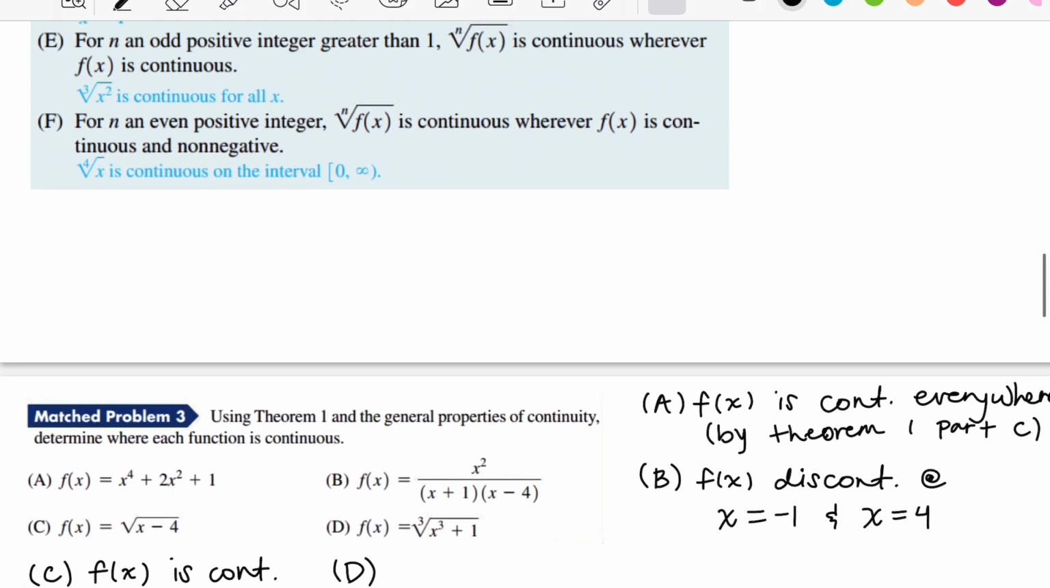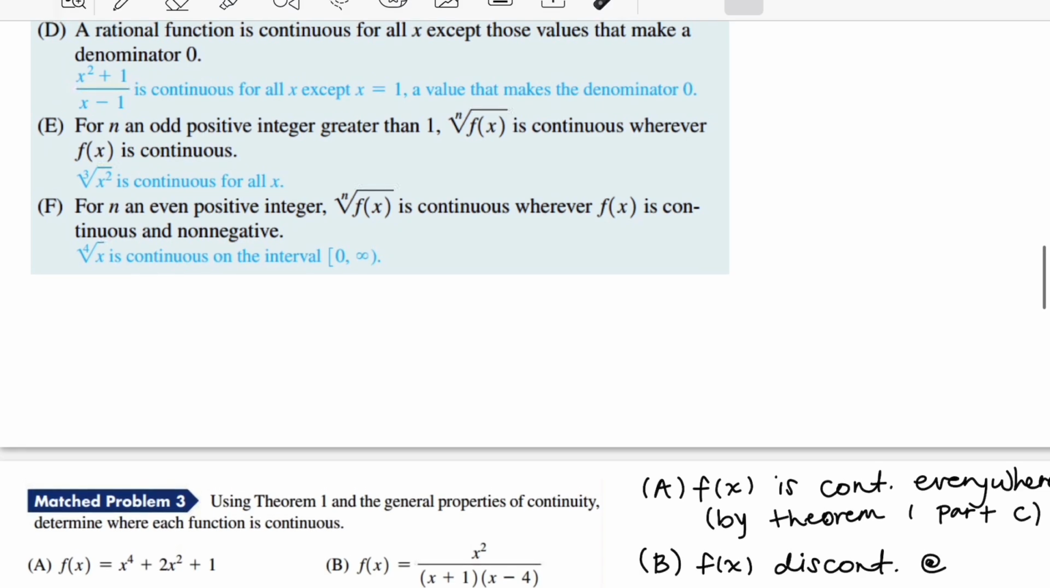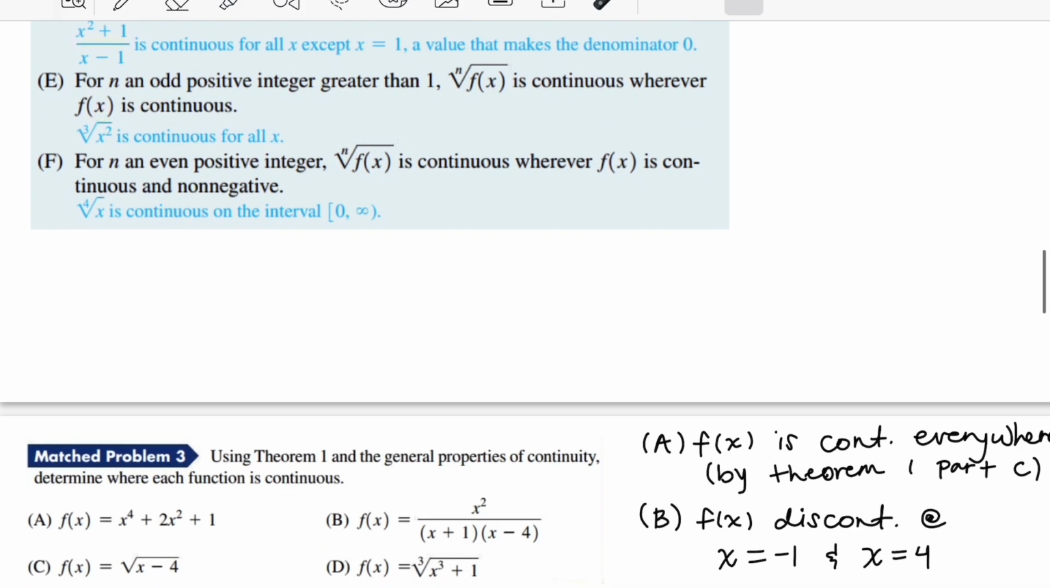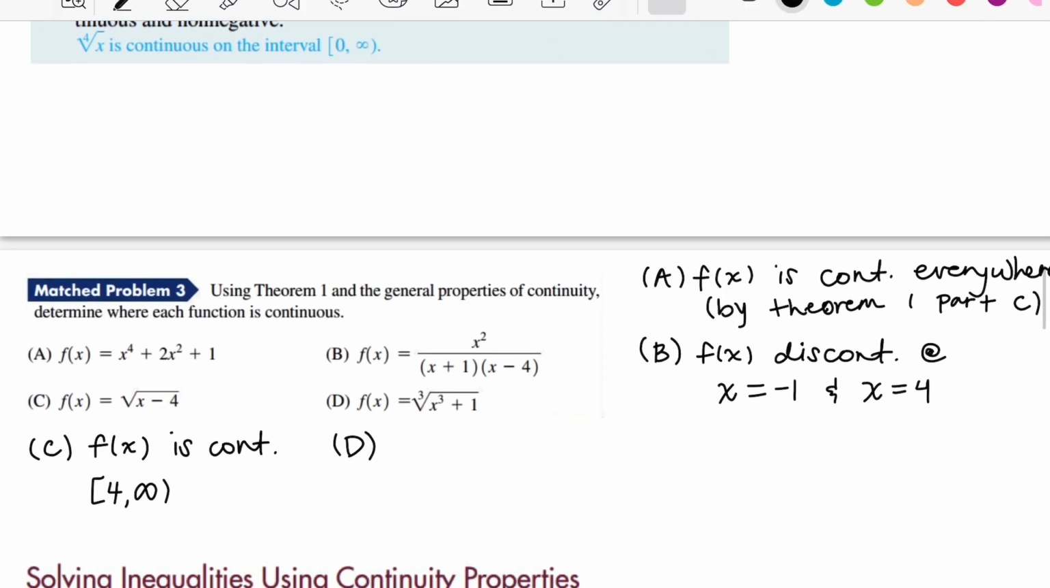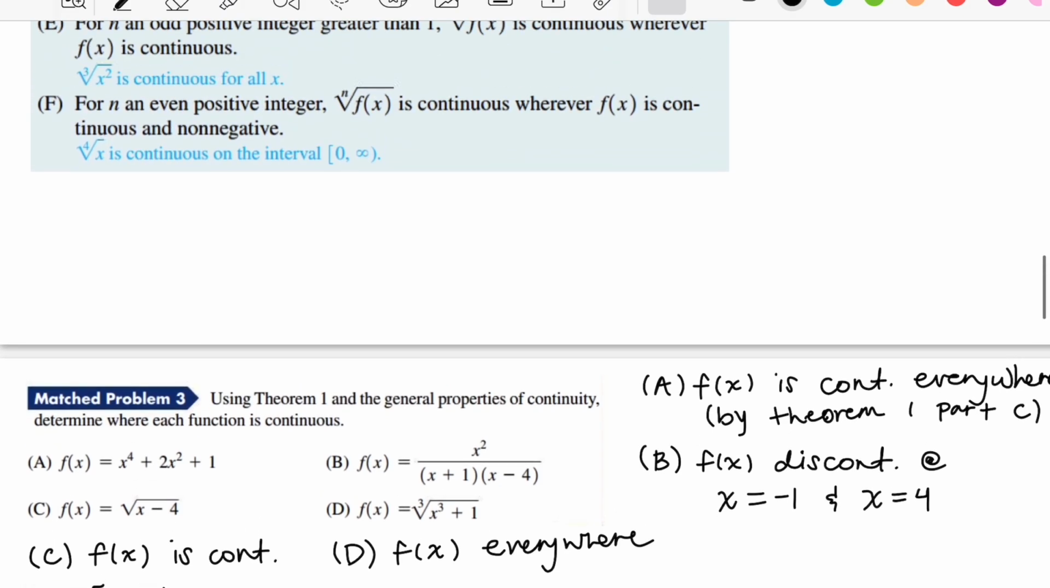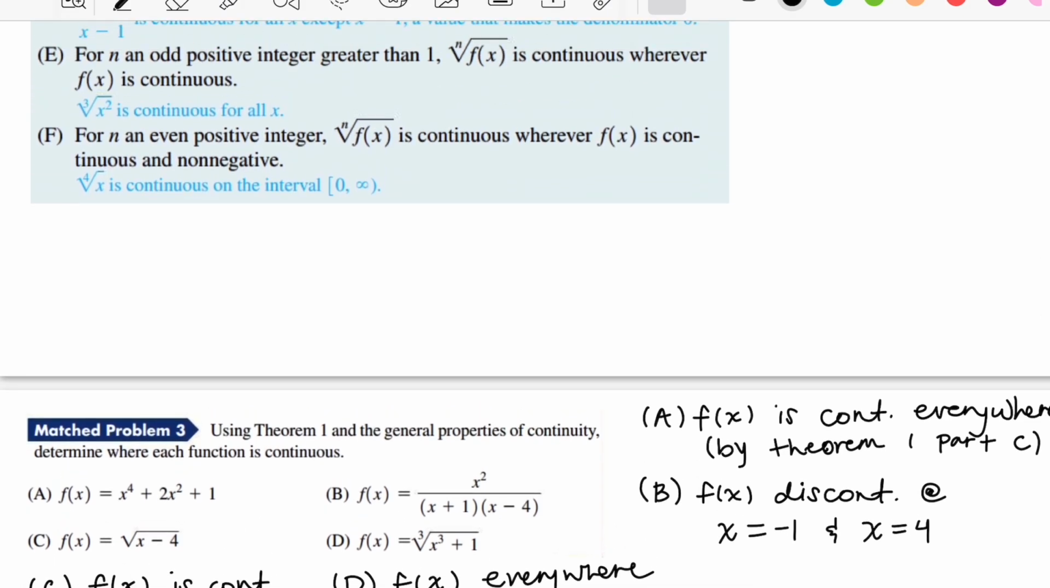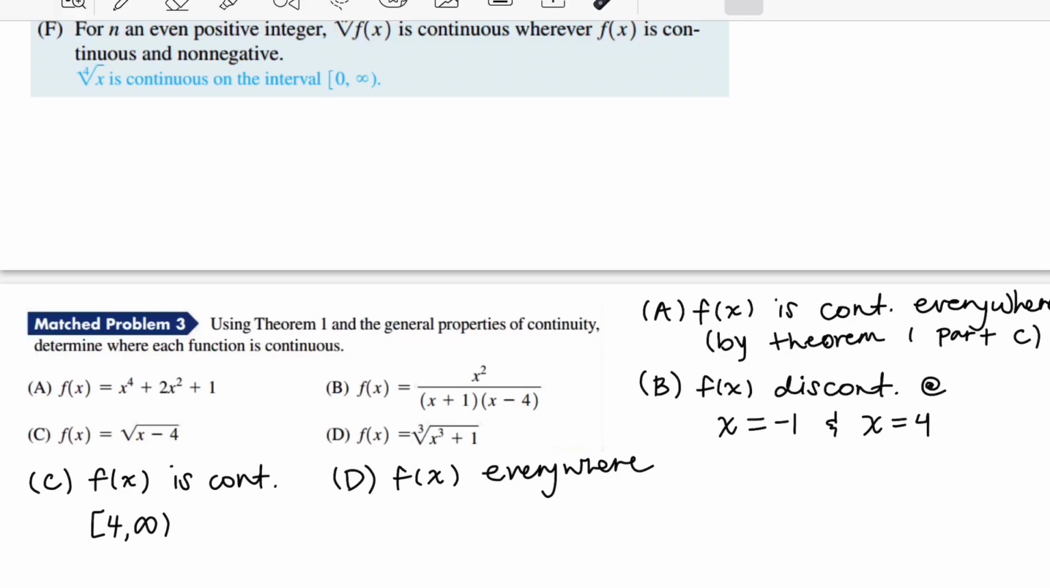And then part D, we have the third root here. And then part E of our theorem tells us that if we have this radical here for an odd positive integer, then our function is going to be continuous everywhere. So f of x is going to be continuous everywhere, because our function under our radical, the x cubed plus 1, is continuous everywhere.